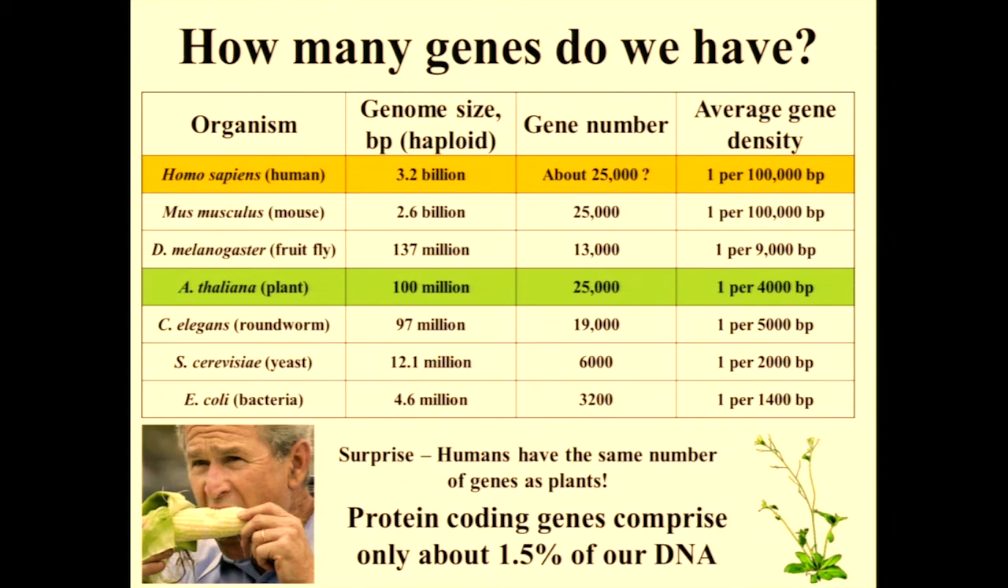Its genome is about 3% the size of the human genome, only about 100 million base pairs in size. That's the haploid complement. And so everyone thought, well, this little plant has 25,000, the human genome is 30 times bigger, we must have maybe 150,000 genes. And so that was a real shock, particularly as we as humans like to think ourselves as very superior to plants. And there's George Bush just showing his superiority over that piece of corn. This was a real big shock to people.